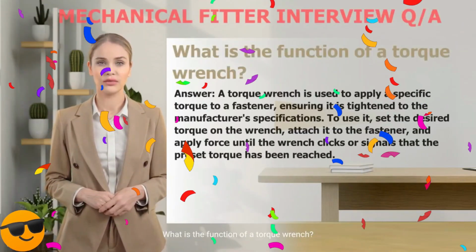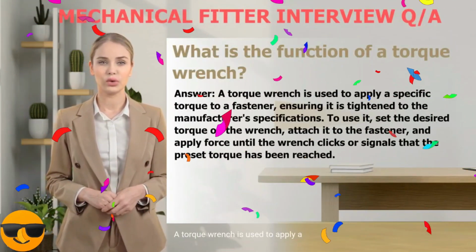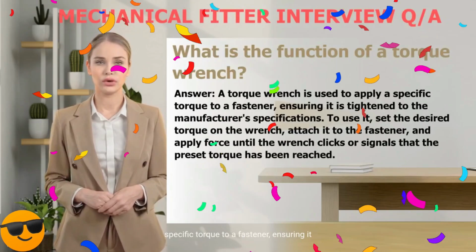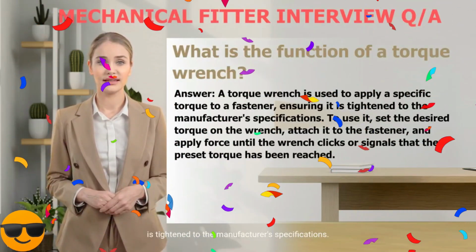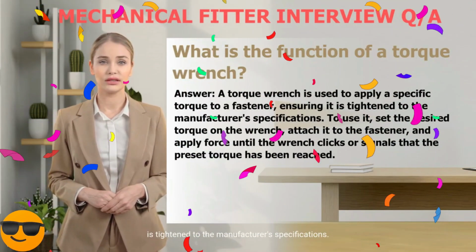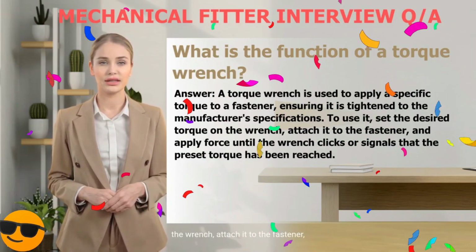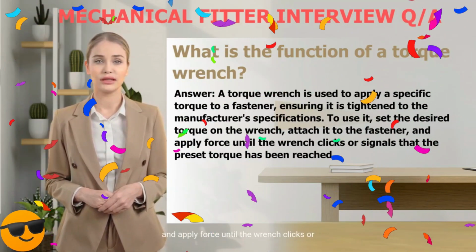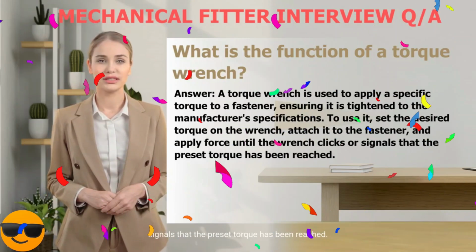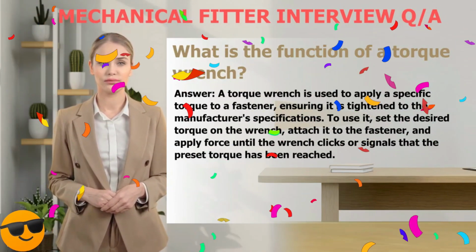What is the function of a torque wrench? A torque wrench is used to apply a specific torque to a fastener, ensuring it is tightened to the manufacturer's specifications. To use it, set the desired torque on the wrench, attach it to the fastener, and apply force until the wrench clicks or signals that the preset torque has been reached.